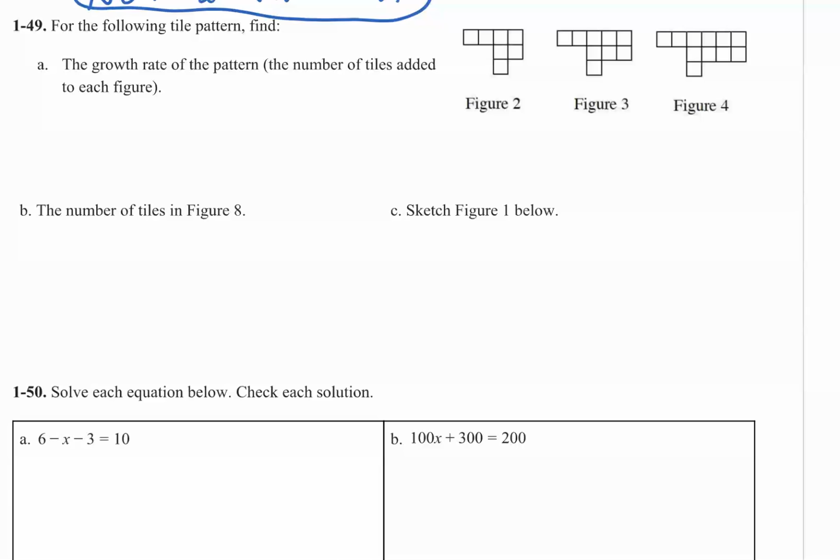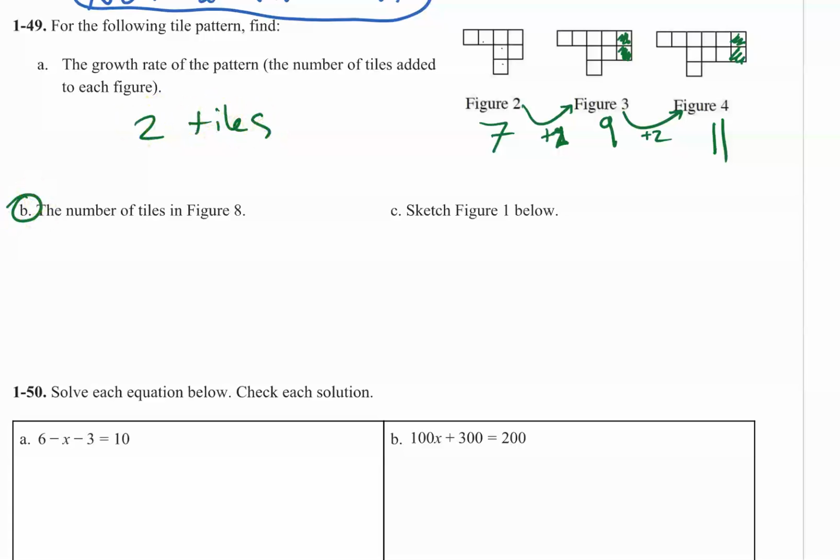Alright, 149. Find the growth rate of the pattern. I like to shade in the new tiles in each figure. So figure 2 has 1, 2, 3, 4, 5, 6, 7 tiles. And then figure 3, you can see that we added these 2 to the figure. So if you add 2, I don't even have to count. Add 2, it's going to be 9 tiles. And then for figure 4, you can see that from figure 3, the only new tiles are those 2. So that's another plus 2 for a total of 11. So the growth rate is 2 tiles.